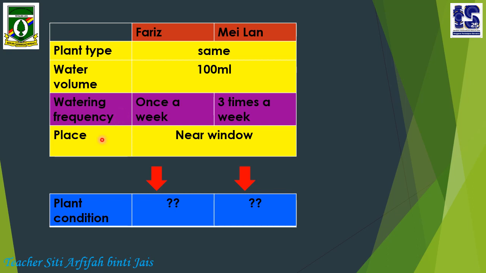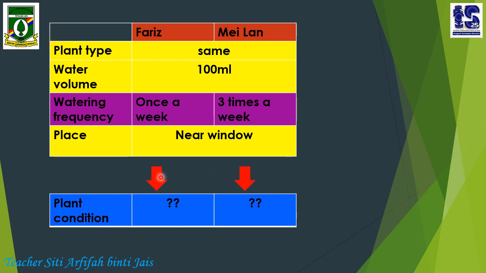We must keep same the place of plant. Maksudnya, both Faris and Melan must put the plants at the same place. Remember the keyword same. Bila same, maksudnya constant variable. Now, this variable in yellow color. So now, only one variable had been changed, had been manipulated, while the other three are kept same.